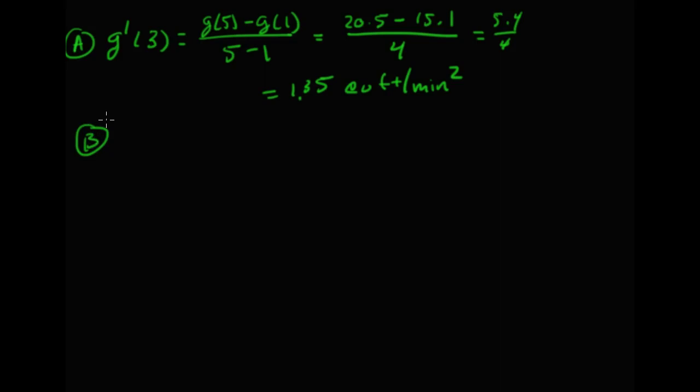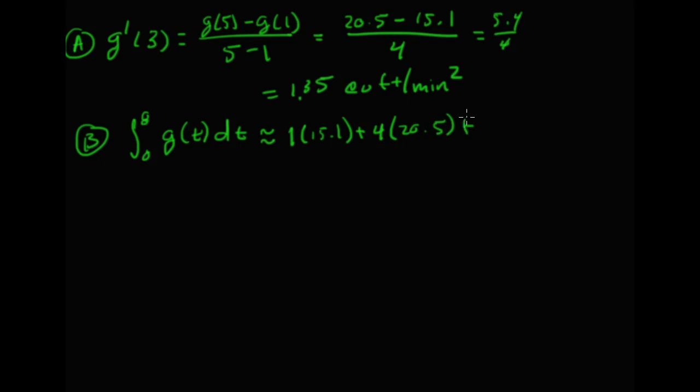Part B says write an integral expression that represents the total amount of grain added to the silo from time 0 to 8. If G is the rate at which it's added, the total would be the integral from 0 to 8 of G of t dt. It says to approximate that using right Riemann sums. The first interval from 0 to 1 has a width of 1, and the right side height is 15.1. The second interval from 1 to 5 has a width of 4. The height there is 20.5.